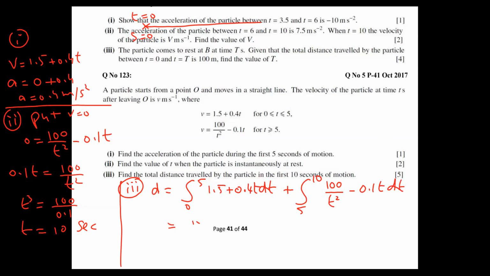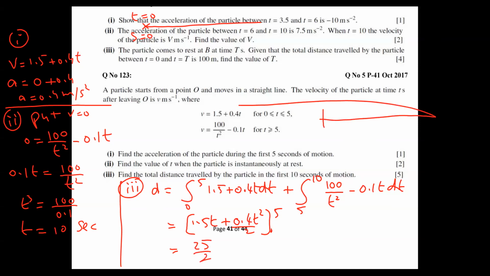But I think let me first try. What is the integration of 1.5? t comes there, 0.4 t to the power 2 by 2, limit 0 to 5. And let me simplify this one first. When I replace 5 there, 0.2 times 25. So when I plug in 5 in both places, I get what? I'm getting 25 over 2. So this is the distance he's traveling while going with this speed.